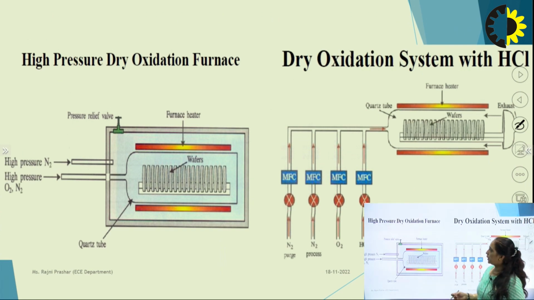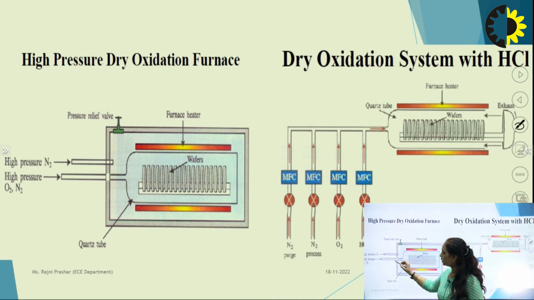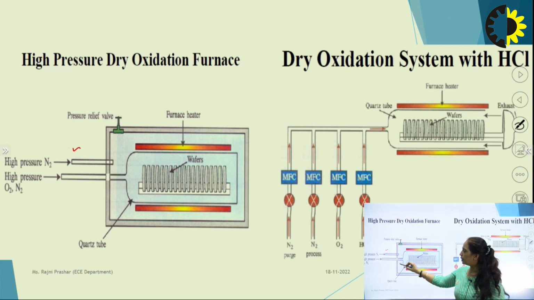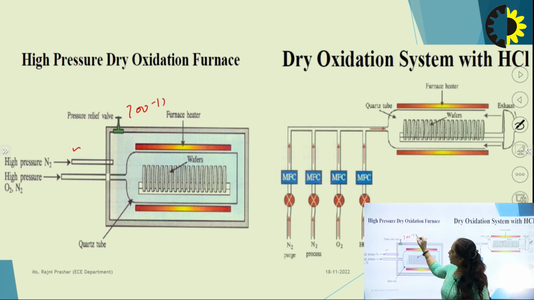We have this high pressure dry oxidation furnace. It is an example of a horizontal furnace. Nitrogen gas is passed inside the chamber first, then when the temperature of 700 to 1200 degrees C is achieved, only then will this be stopped and the supply of oxygen will be started.